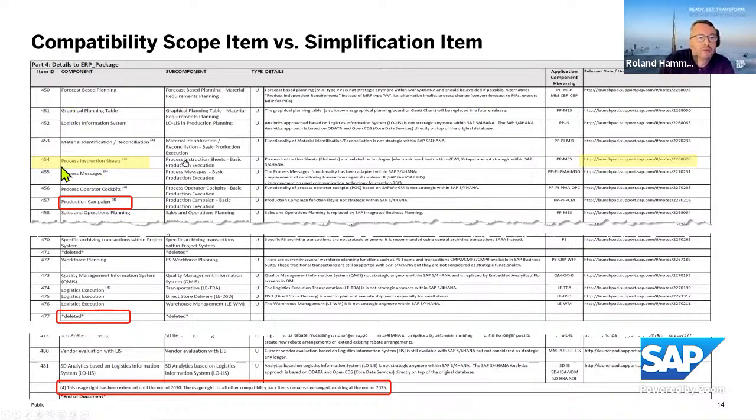So one thing is here in the yellow mark one. Let's look at item 454, Process instruction sheet. You see a footnote, the number 4 here, which indicates that for some special items, we have actually extended the use right until end of 2030.